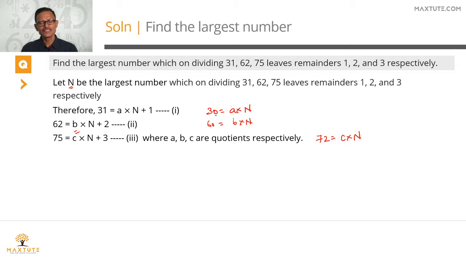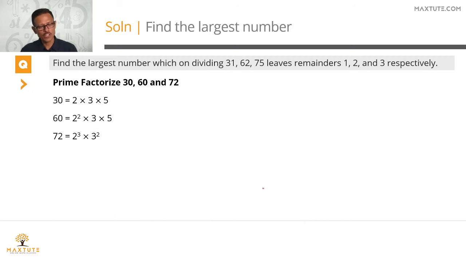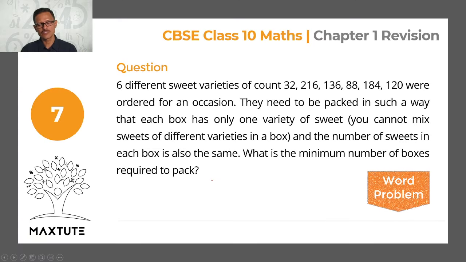Now look at it. 30 is some multiple of N. 60 is some other multiple of N. 72 is some other multiple of N, which means N will divide all these numbers. N is going to be a factor of all of these numbers. And if N is the largest number that can satisfy this condition that we are looking at, N has to be the HCF of these three numbers. Prime factorize these numbers. Pick the common primes, which are 2 and 3, in the lowest power. Find the product, 6. 6 is the answer that we are looking at.